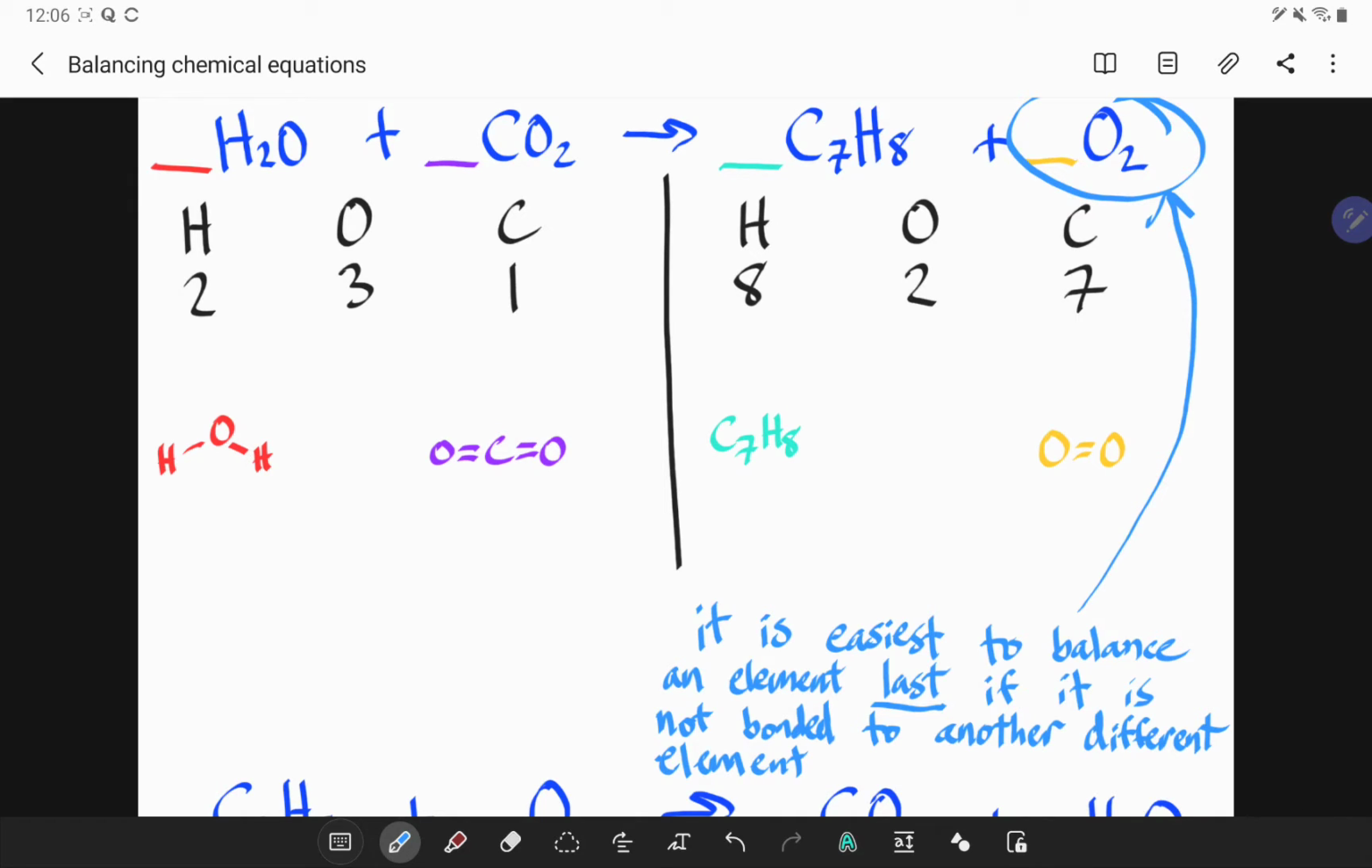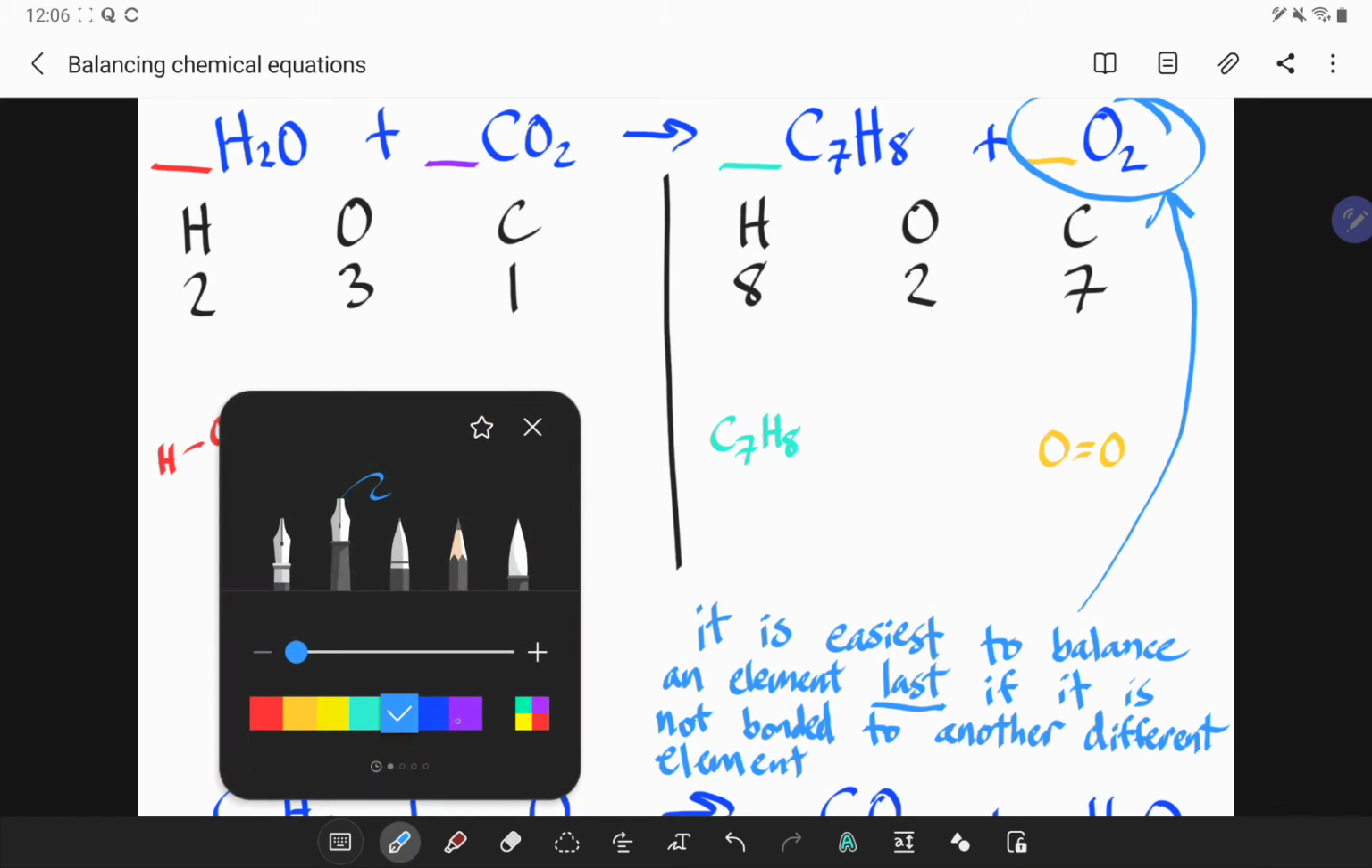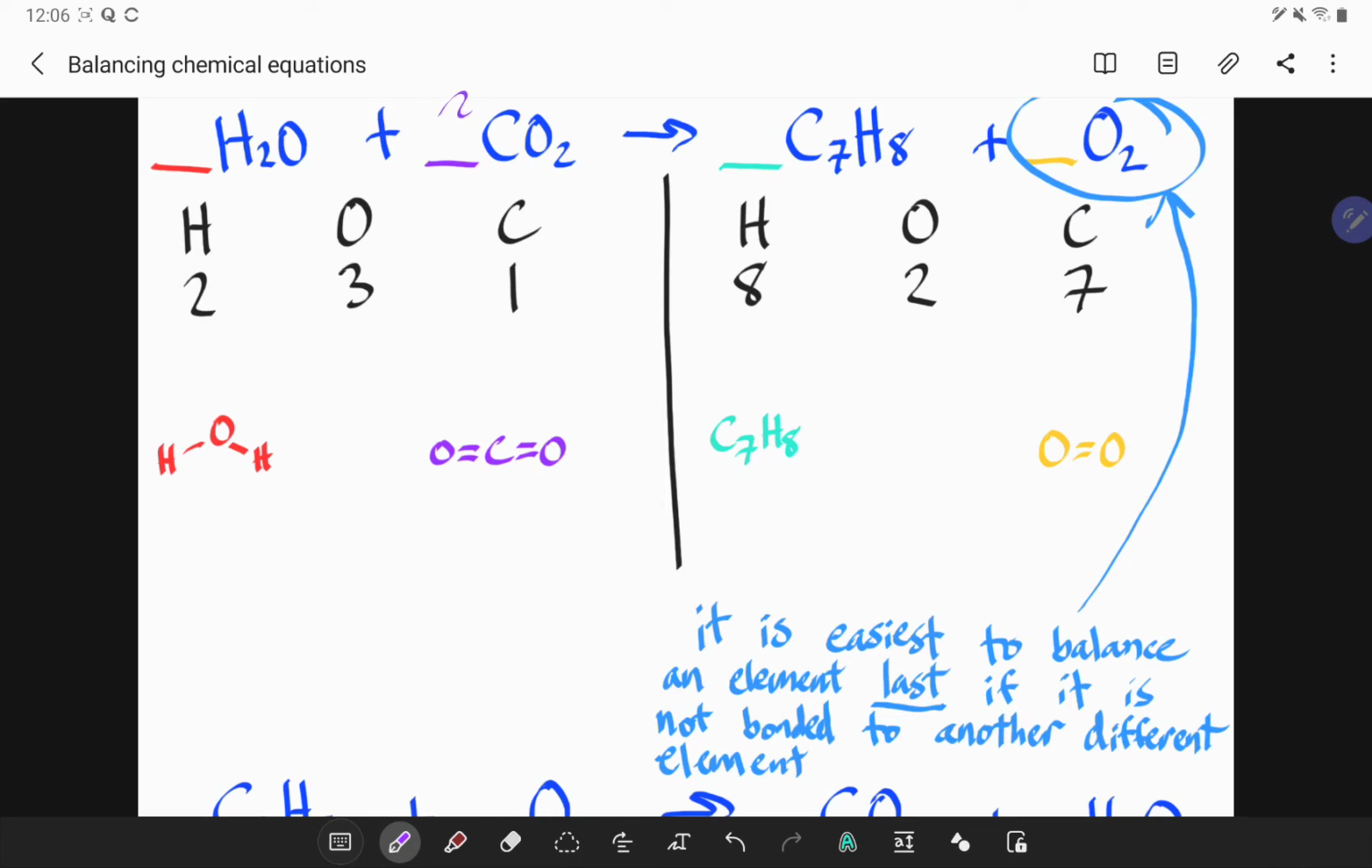All right, so noticing that I have 7 carbons on this side and only 1 on this side, and there's no numbers written here next to the carbon, it's going to be pretty easy to balance this carbon. So let's go ahead and do that. If I put a 7 right here, then it is going to balance our carbons. I now have 7 carbons.